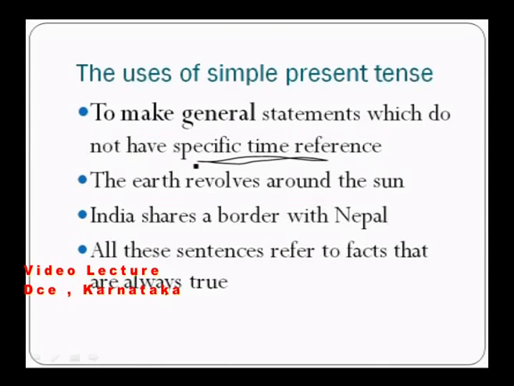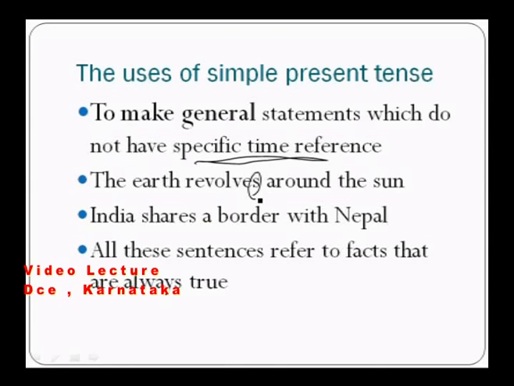Let us see this with the help of an example. The earth revolves round the sun. How do I understand this as a sentence that uses the present simple form? The earth revolves. Yes, it takes an S form, which is a verb. Revolve is a verb. It takes an S form, round the sun. So this particular sentence is in which tense? It is in present simple form.